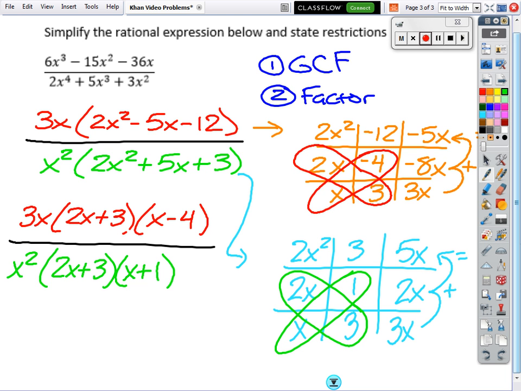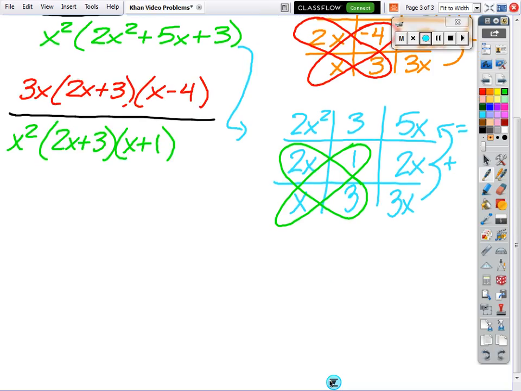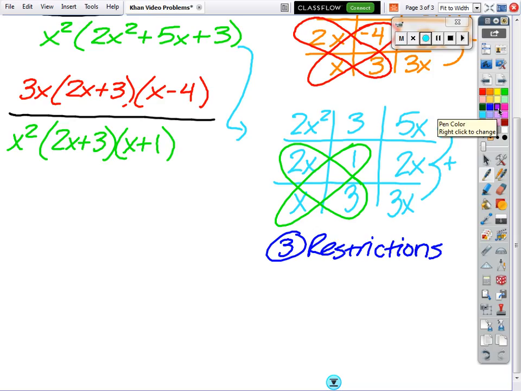Now that everything is factored completely, we're to the point where we want to simplify. However, before we can simplify, we must state restrictions. The restrictions come from our denominator. So if I look towards my denominator, I have 3 terms I need to be worried about. If any of these 3 terms is 0, that makes the whole denominator 0, and as we know from all mathematics, we can never divide by 0. So if x squared cannot equal 0, then our first restriction is x cannot equal 0.